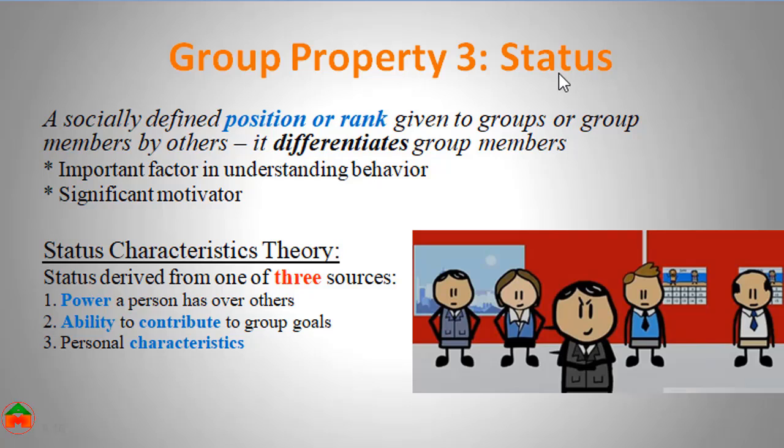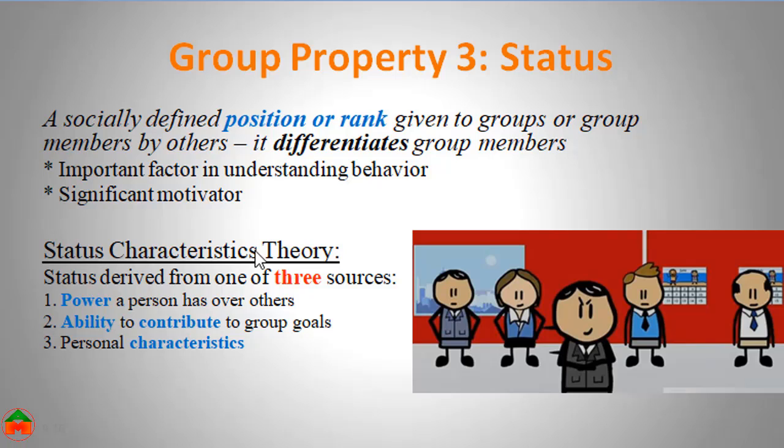Third group property is status. So status is another group property, and it refers to the position and rank given to groups or their members in a way to differentiate members. Status can influence behavior and has been found to be a significant motivator.